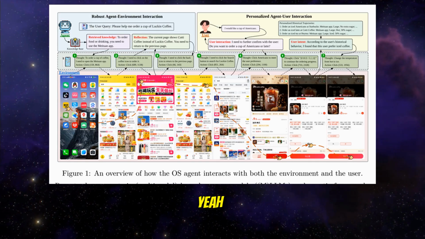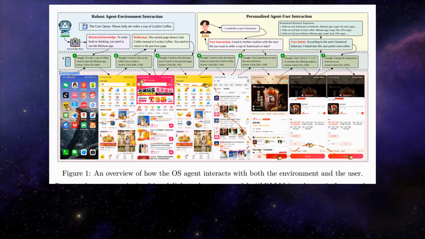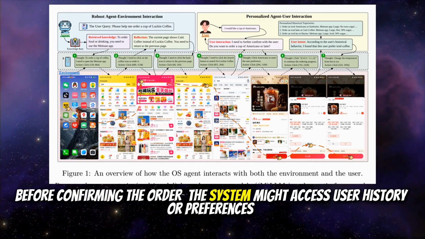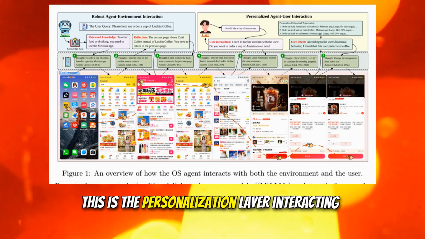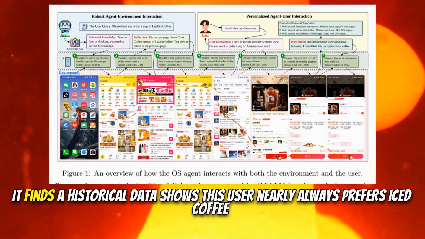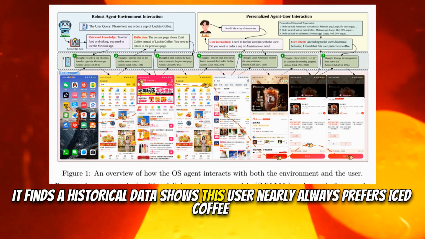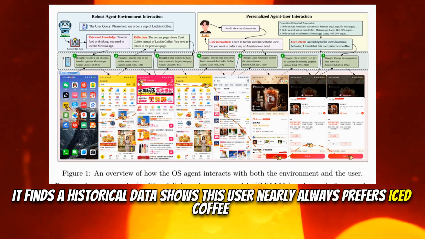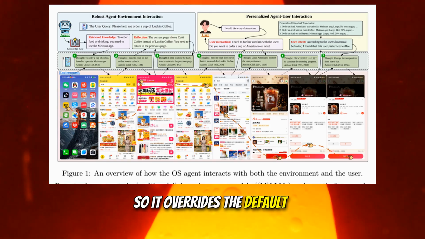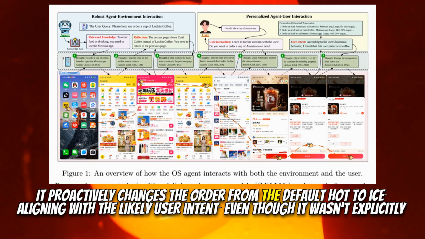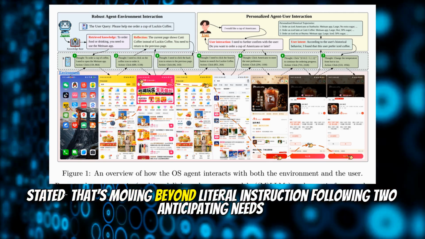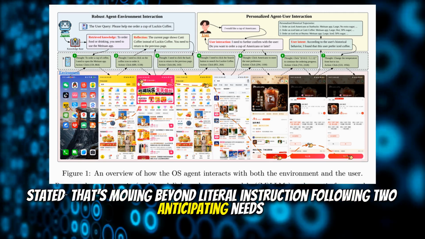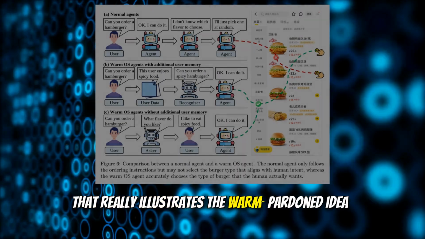Immediate error fixing. Yeah. And then comes the partner aspect. Before confirming the order, the system might access user history or preferences. This is the personalization layer interacting. It finds, historical data shows this user nearly always prefers iced coffee. So it overrides the default. It proactively changes the order from the default hot to ice, aligning with the likely user intent, even though it wasn't explicitly stated. That's moving beyond literal instruction following to anticipating needs. That really illustrates the warm partner idea.